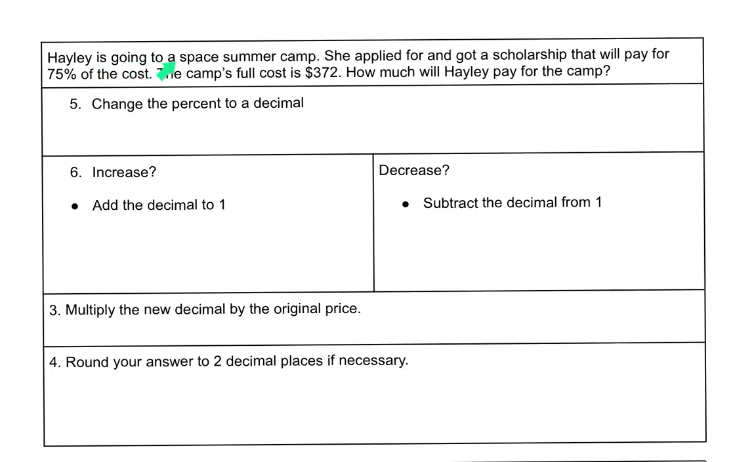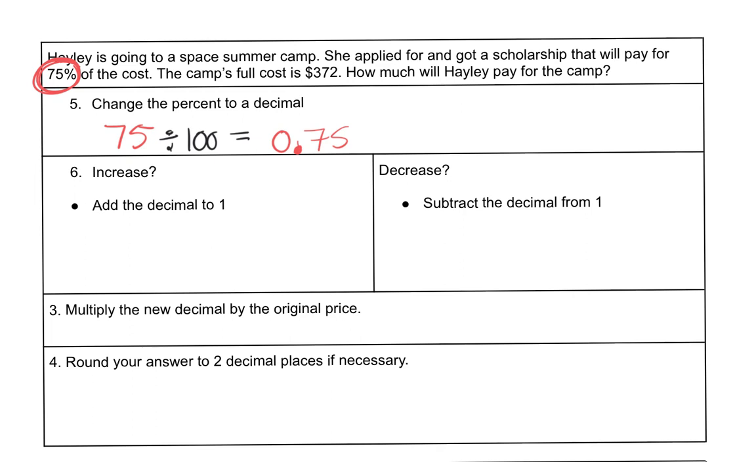It says, Haley is going to a space summer camp. She applied for and got a scholarship that will pay for 75% of the cost. The camp's full cost is $372. How much will Haley pay for the camp? So the first thing we're going to do is we want all of our percents to be in their decimal form. So I'm going to take my 75% and change it to a decimal by dividing by 100, which is 0.75.